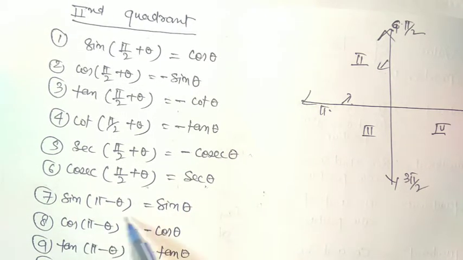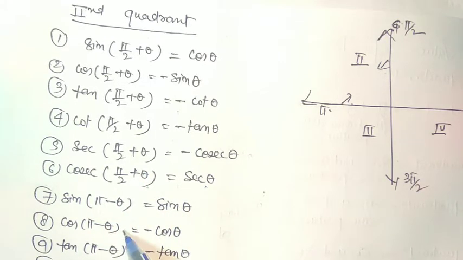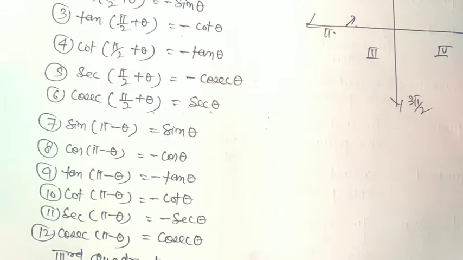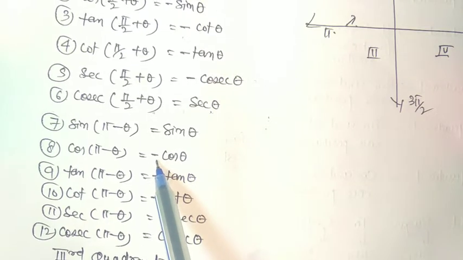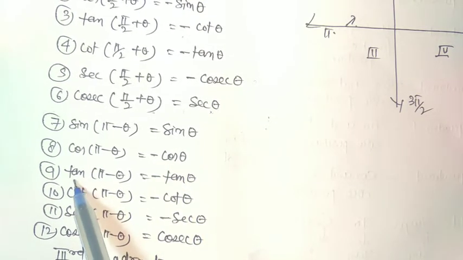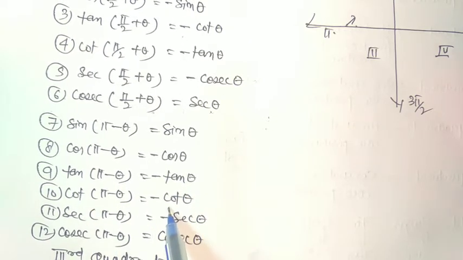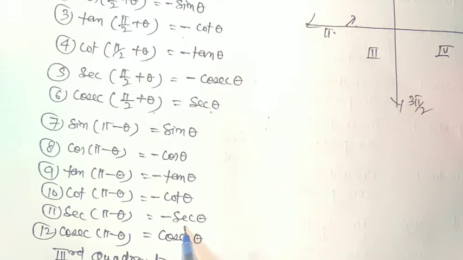Now sin pi minus theta. So it will be in second quadrant. Sin pi minus theta is sin theta. Cos pi minus theta is minus cos theta. Why? Because pi is even multiple of pi by 2. So in even multiple of pi by 2, the function will remain same, but the sign will change. So it is minus cos theta. Tan pi minus theta is minus tan theta. Cot pi minus theta is minus cot theta. Sec pi minus theta is minus sec theta.